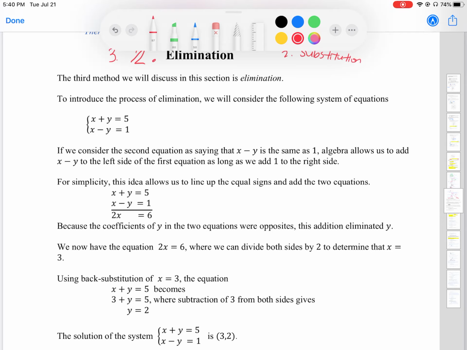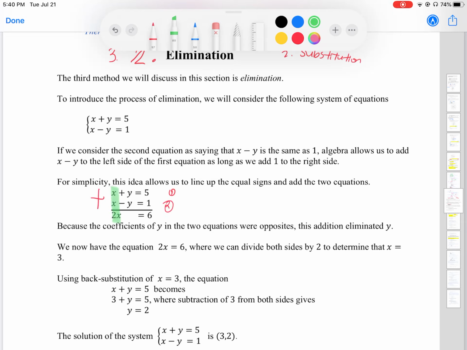To introduce the process of elimination, we will consider the following system of equations. So we have x plus y equals 5 and x minus y equals 1. If we consider the second equation as saying x minus y is the same as 1, algebra allows you to add x minus y on the left of the first equation as long as we add up to 1 on the right side. For simplicity, this idea allows us to line up the equal signs and add up the two equations below. So we have equation 1 and equation 2, and let's add them vertically.